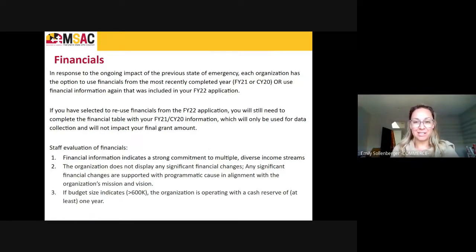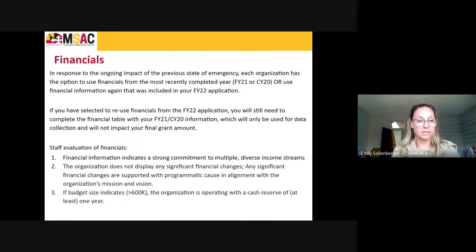So in the financial section, similar to last year, in response to the ongoing impact of the state of emergency, each organization that applies, whether you're in an on year or an off year, has the option to use financials from your most completed fiscal year, which would be FY21 or calendar year 20, depending on your organization. Or you can use financial information that was included in your FY22 application. So whatever you submitted last year, which would have been an off-year application most likely for many of you, you can choose whatever financials provide the best financial picture this year.